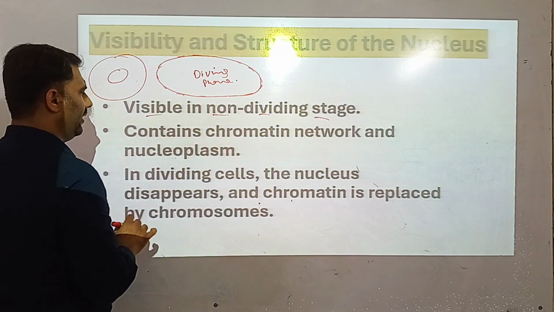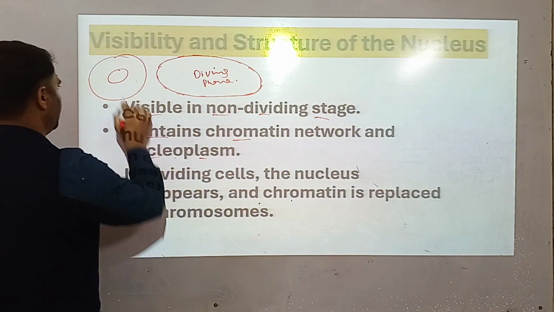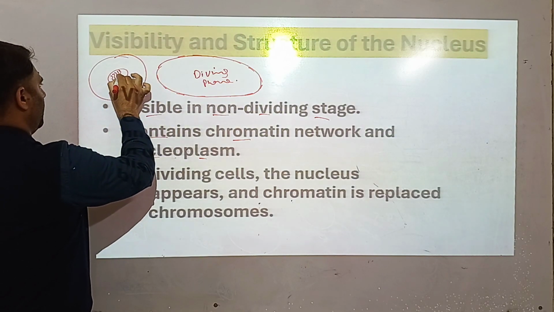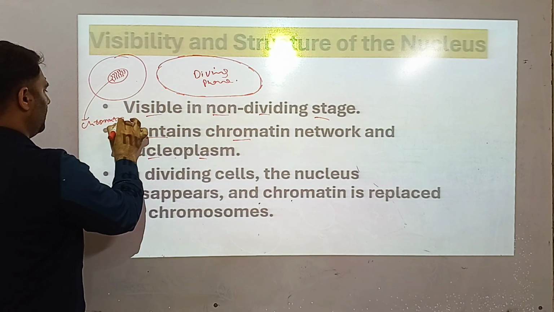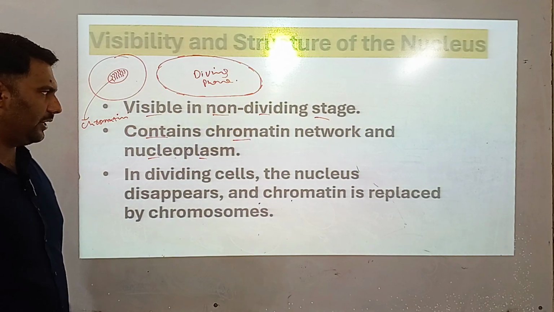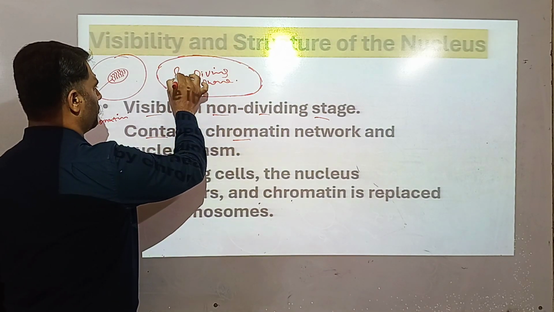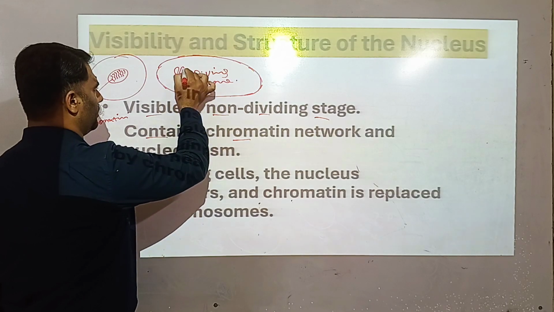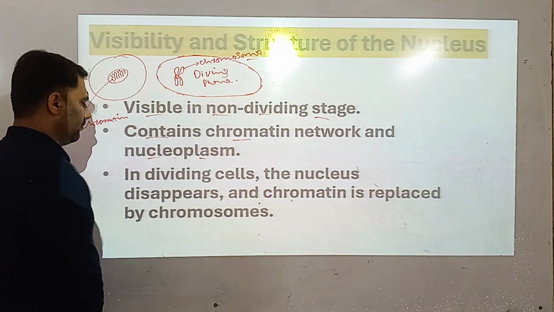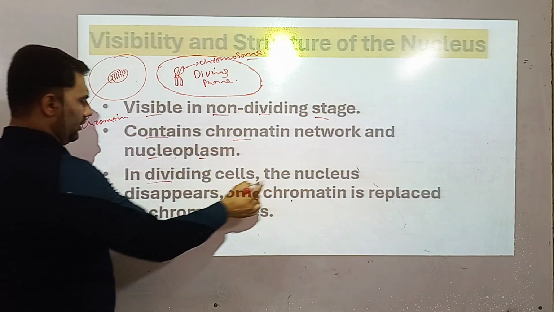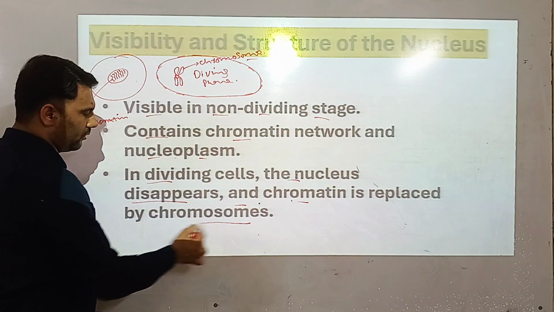In the non-dividing stage, it is visible and contains a chromatin network and the nucleoplasm. DNA is present in the form of threads, and these threads are known as chromatin. When the cell is in the non-dividing phase, it is called chromatin. When the cell is in the dividing phase, this chromatin structure shows in the form of chromosomes. That is the distinction. So in the dividing cell, the nucleus disappears and the chromatin is replaced by the chromosome.